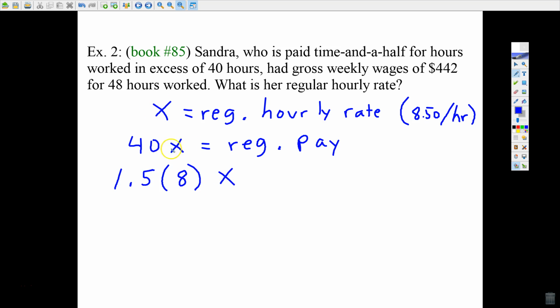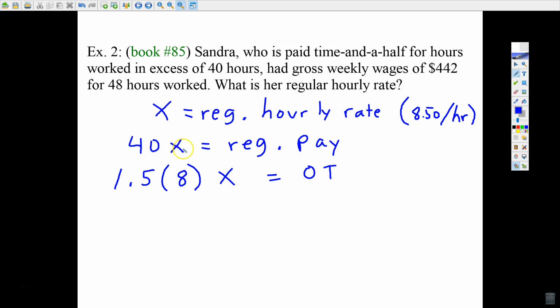So just like we had before, we had an expression that represented CDs and another one that represented bonds. Well, here we have an expression for regular and then another expression that represents overtime. And then what do you think we're going to do with those? Well, total pay, total gross wages will be these two added together. Okay, let's just go ahead and do this part. What is 1.5 times 8?